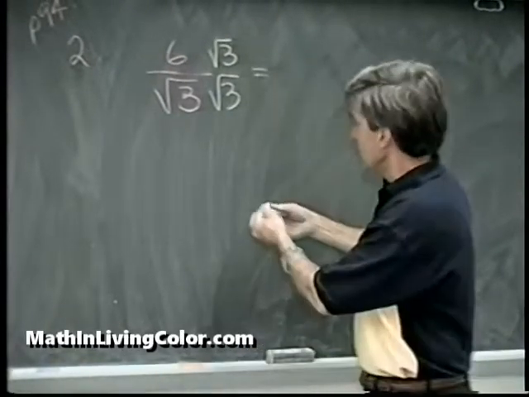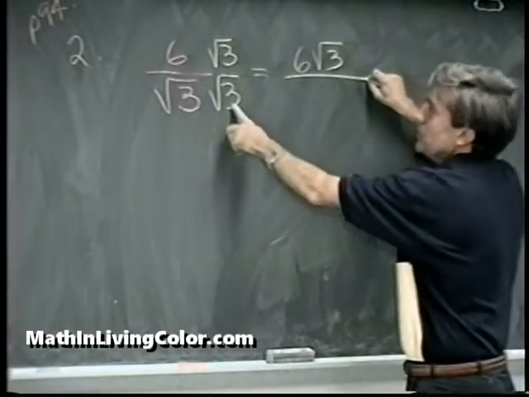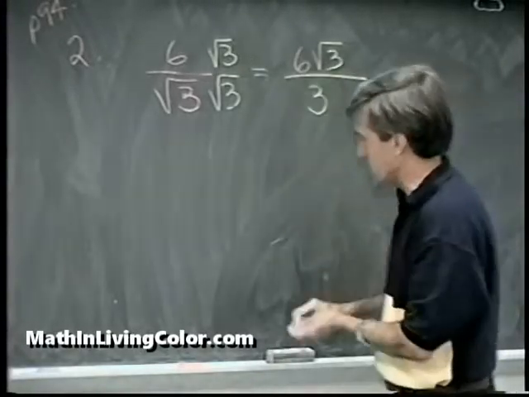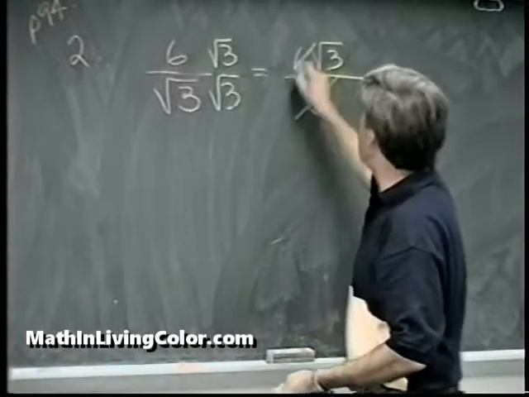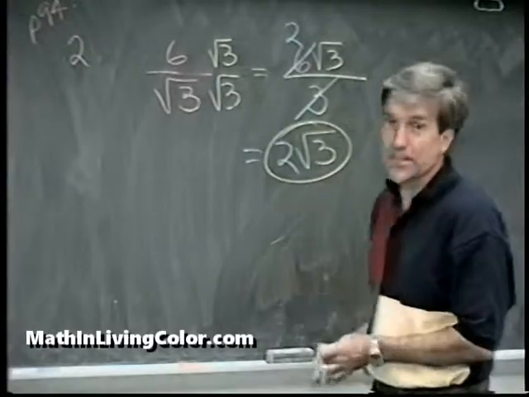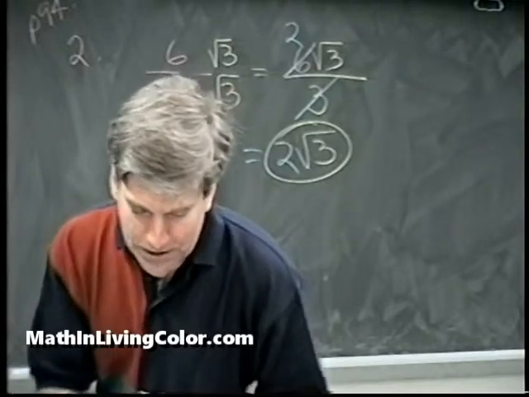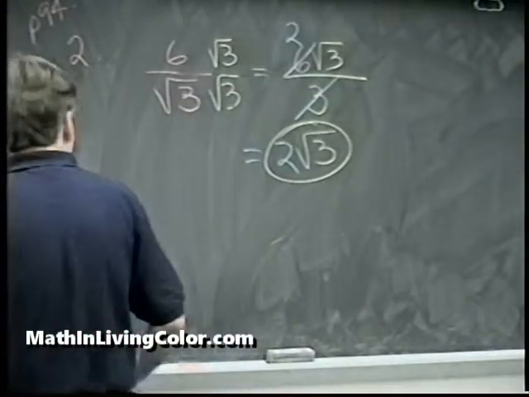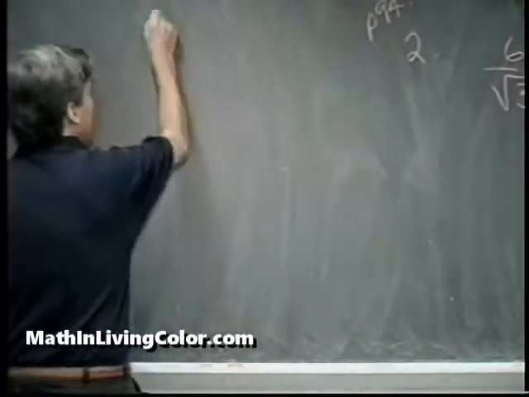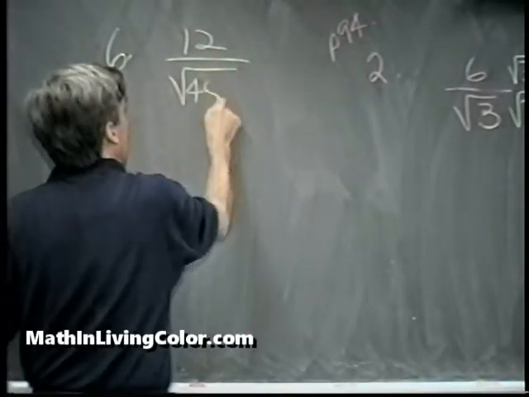And that would give you 6 times the radical 3 divided by radical 9, which is 3. Then you can divide 3 into 6, and it goes 2 times. So I get 2 times the square root of 3. That's the final answer on that one. Okay? Sometimes you'll have a radical that needs to be simplified first. For example, number 6 on the next page, it says 12 divided by the square root of 45.